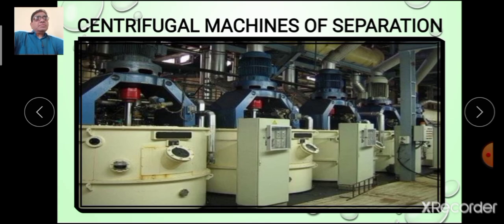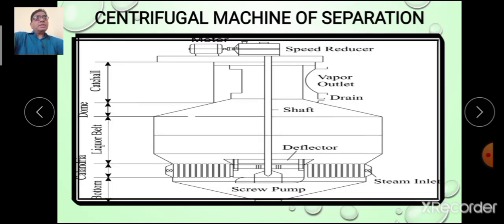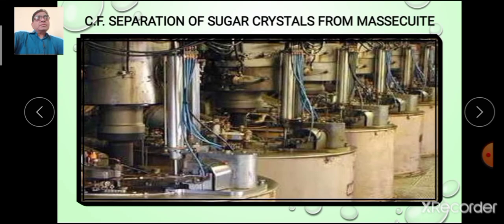Now these are the centrifugal machines. This is the shaft which is rotating. Sugar crystals are heavier and they are thrown to the inner wall of this machine here. This is the inner wall, here the sugar crystals are thrown. This is the rotation, and the heavier sugar crystals are thrown to the wall, and the mother liquor is discarded. This is the same diagram, where a number of centrifugal machines are shown.